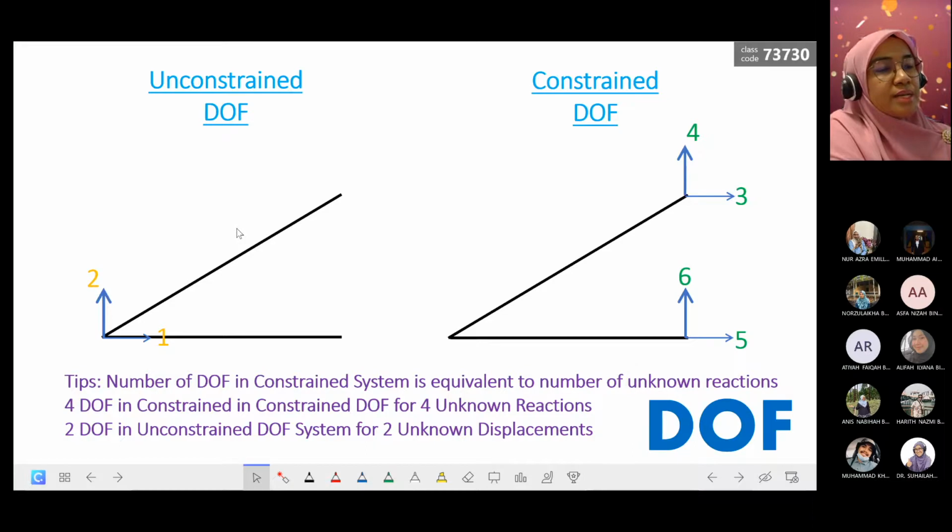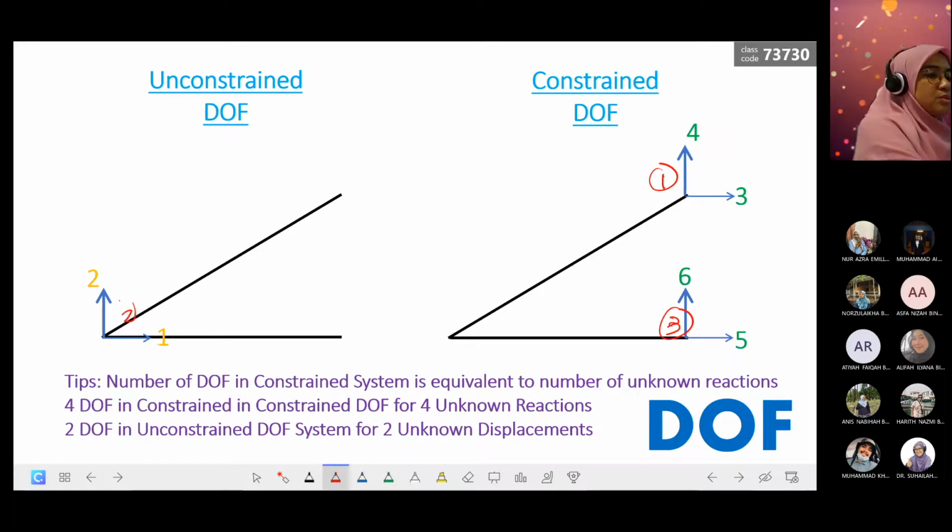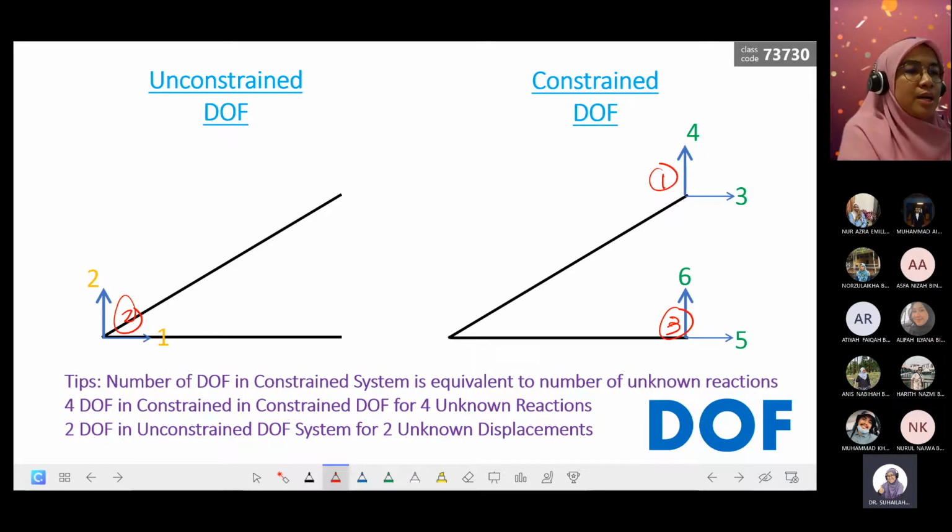Lepas tu dekat constraint ada support 2 pin kan, 2 pin. So dekat pin node 1 ni, dekat sini node 1 kan. Sini kan node 1, sini node 3. Sini node 2. Okay, at node 1 tu, at node 1 there are 2 x and y, so complete, so 3 4 lah. 3 4 is the correct one.